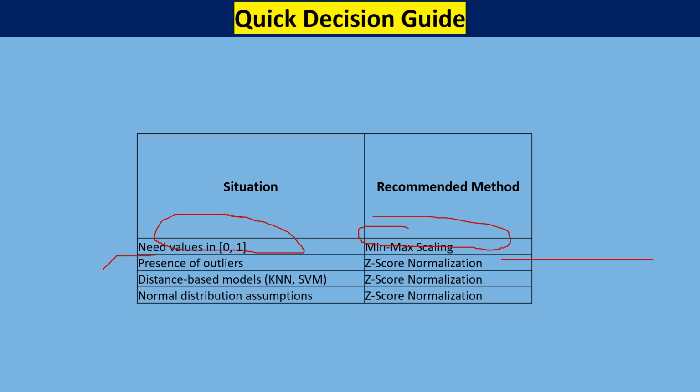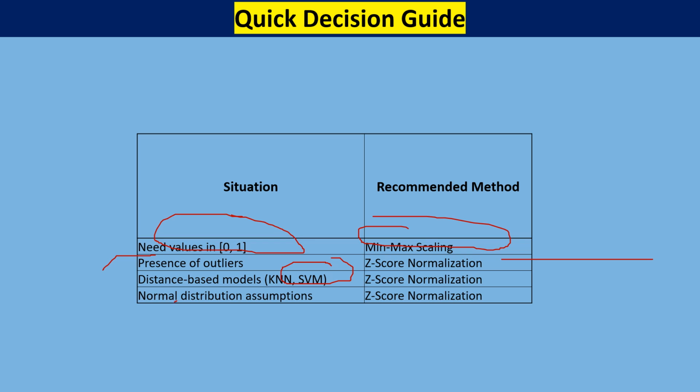Models like KNN and SVM rely on calculating distance between data points. If features are not scaled, one feature might dominate the others. Z-score ensures all features contribute equally by bringing them to the same scale, centered around 0 and scaled by variance.